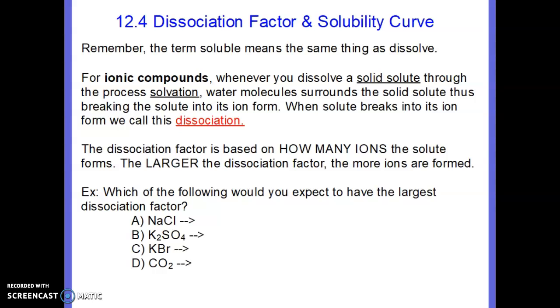All right, so today's lesson is over dissociation and solubility curves. We're doing these out of order so we didn't have math back to back, but remember the term soluble means the same thing as dissolve. So if something is soluble, it's able to dissolve in a solvent.